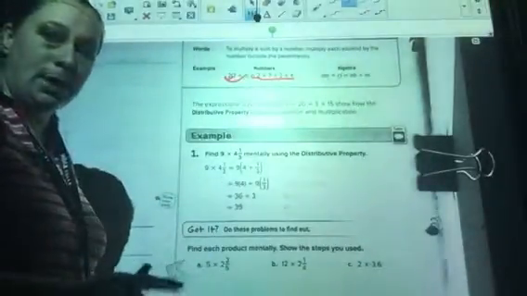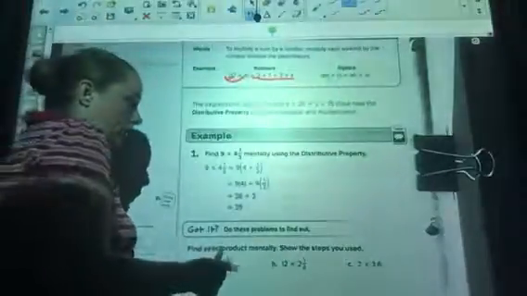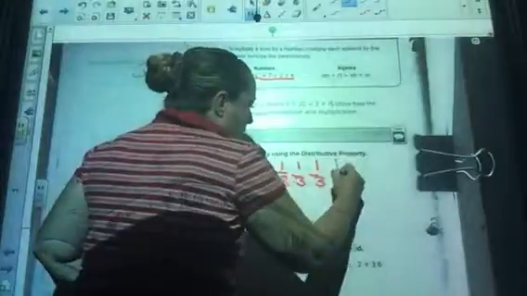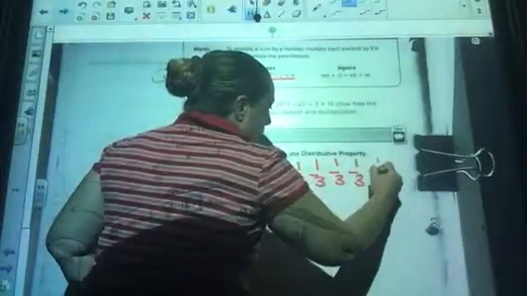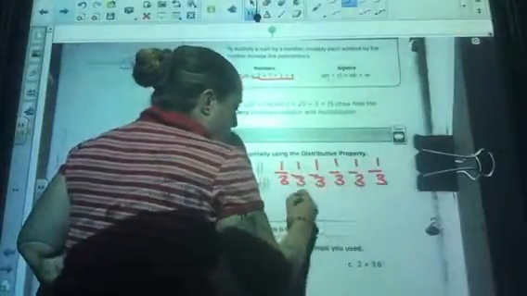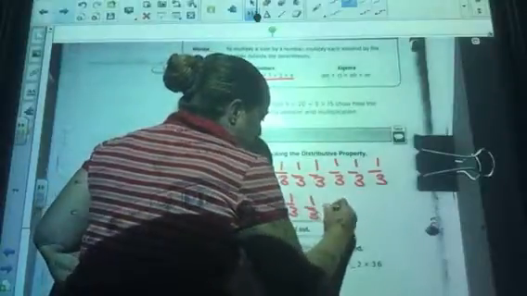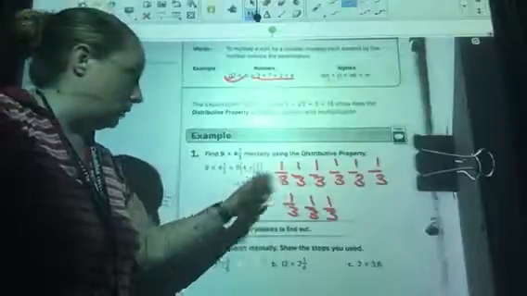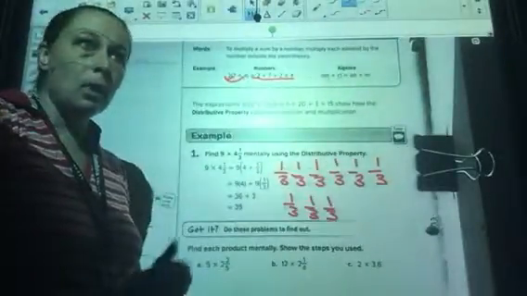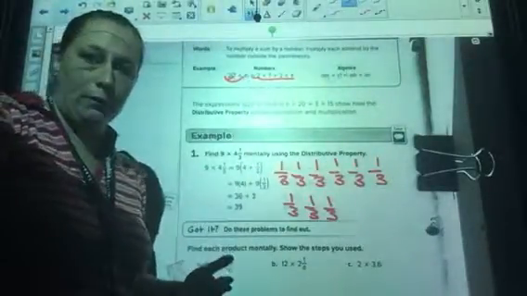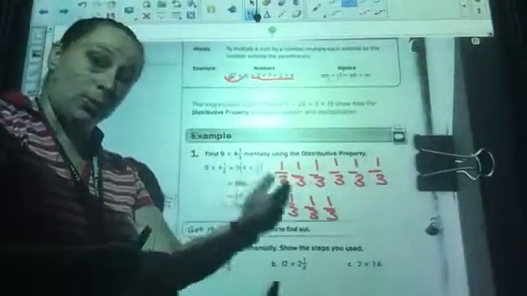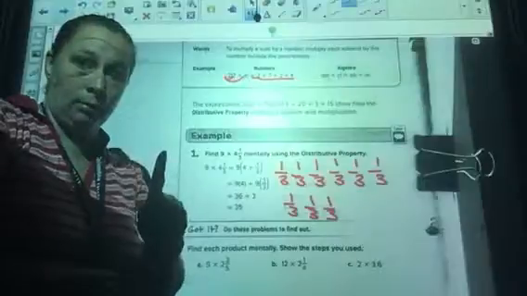9 times 1/3 means that you have 9 sets of 1/3. So 1/3, 1/3, 1/3, 1/3, 1/3, 1/3, and so on. I know this takes a while. All right. So 9 times 1/3 simply means you have 9 sets of 1/3, right? Well, if you remember from fractions that if you have a whole number over a whole number, like 3 over 3, it equals 1, right?